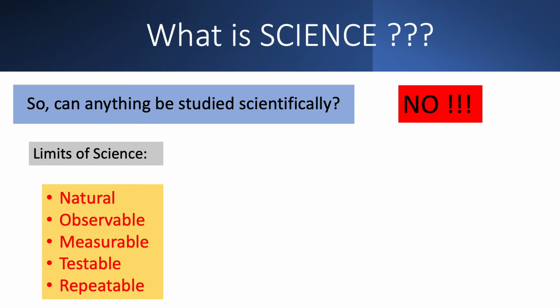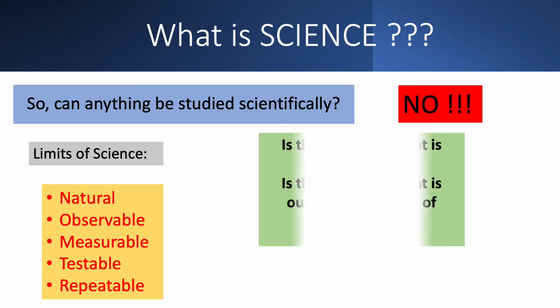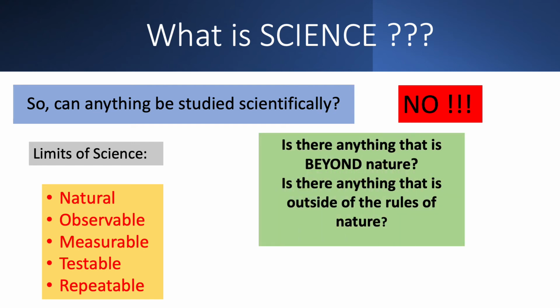Testable, so you got ideas, you got to be able to see if it's right or not. And if you can only do it once, well, that doesn't count, basically. It's got to be repeatable. Not only that, but scientists repeat each other's experiments to try to get the same results, and then we feel really good about ideas there. So let's go back to this idea of nature here. Science has to study the natural world. Is there anything out there that's beyond nature, outside the rules of nature?